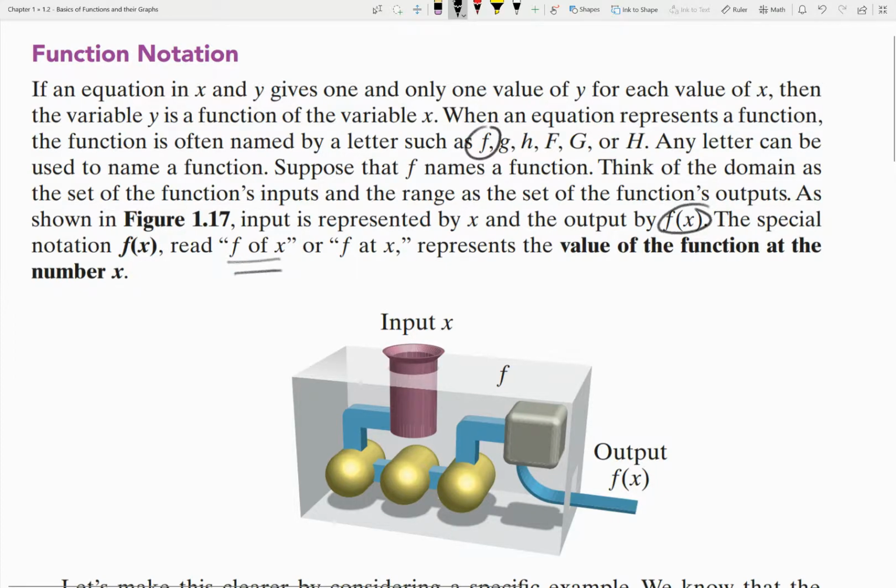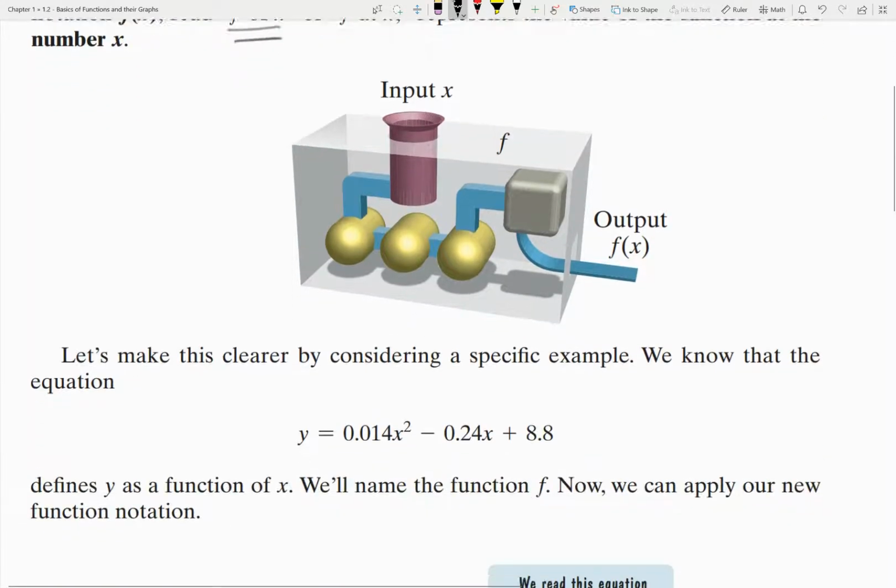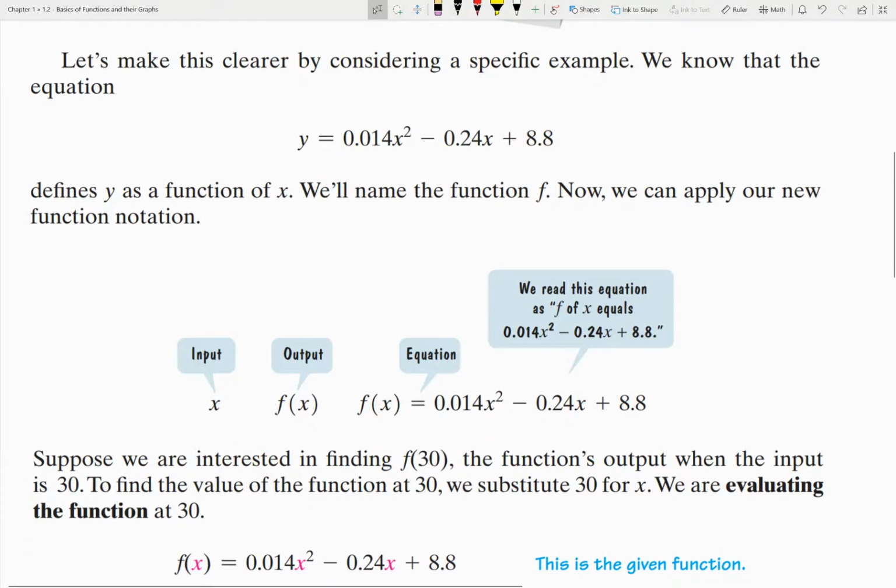So the input goes into this thing, whatever equation you're crunching that input through, and it spits out a number. That number is the output, which is what f of x is equal to. So let's look at our college example here. If this defines a function of x, we're going to name that function f. So the input is going to be x. My output is f of x. And basically my equation is just the same thing.